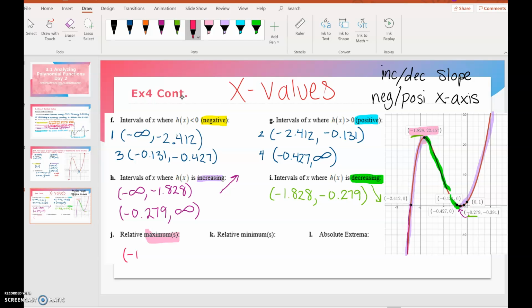Negative 1.828, comma, 22.457. Okay, let's look for a relative minimum now.